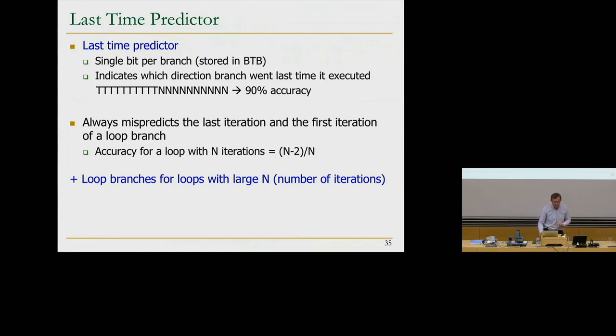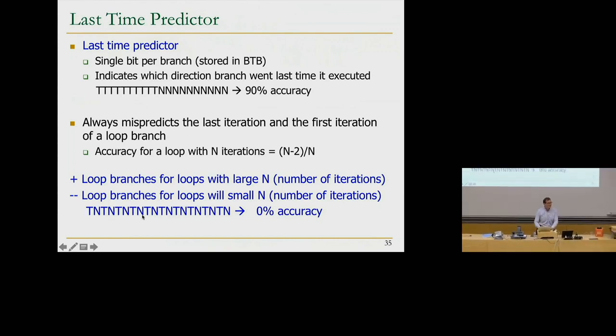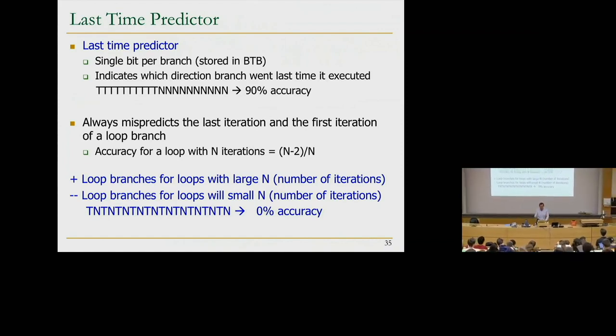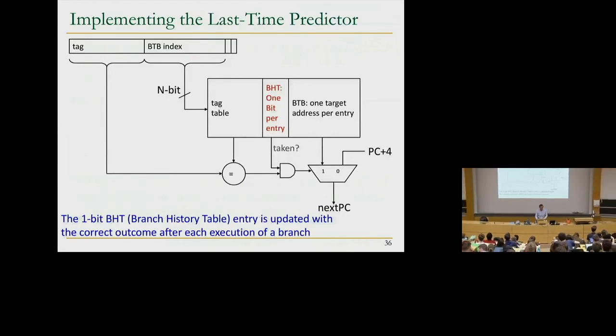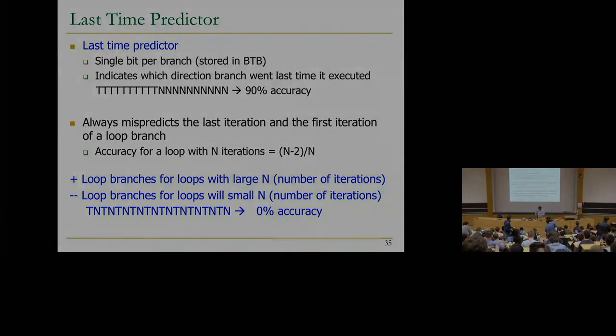The problem is if you have a small loop like this pattern that we've seen, taken, not taken, you get 0% accuracy, right? Because the last time prediction is always exactly the opposite of what this time is going to be. So we're going to fix this problem next time after we implement the last time predictor. Have a good break. I'll see you next time.